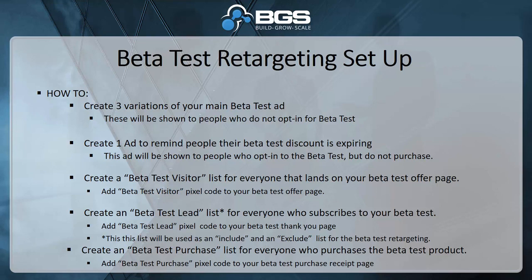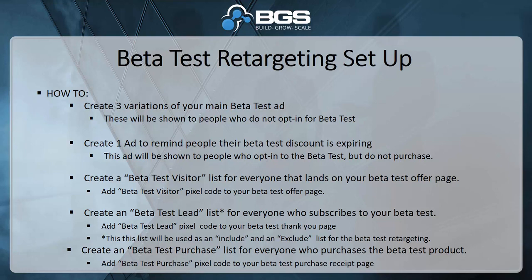Then we want to create a beta test purchase list for everyone who purchases the beta test product. So right now, we have 3 different lists. We have the beta test visitor list, the beta test lead list, and the beta test purchase list, okay? And we have 3 variations of the main ad for the opt-in, and we have 1 ad telling people their discount is going to expire, okay?